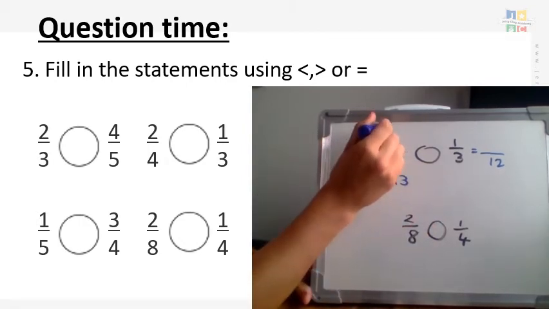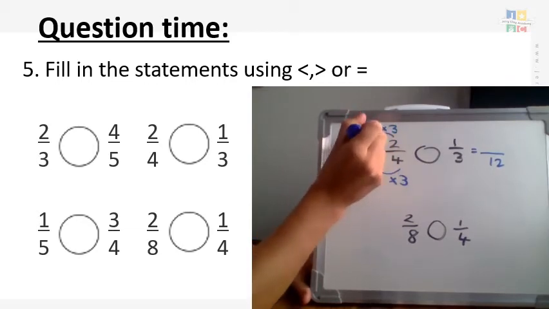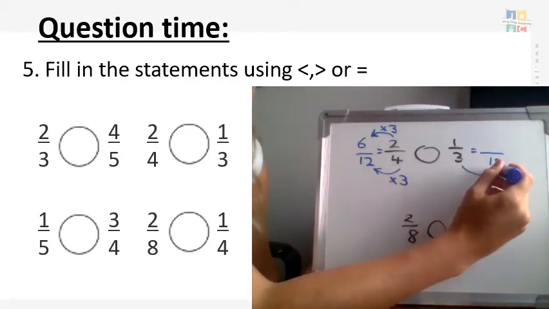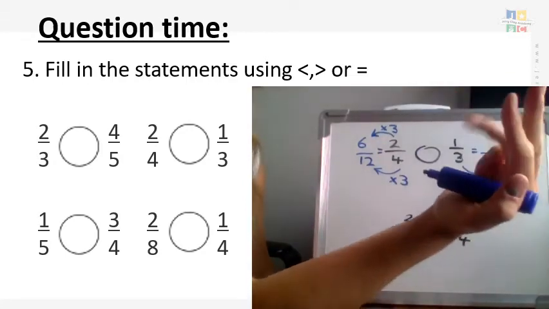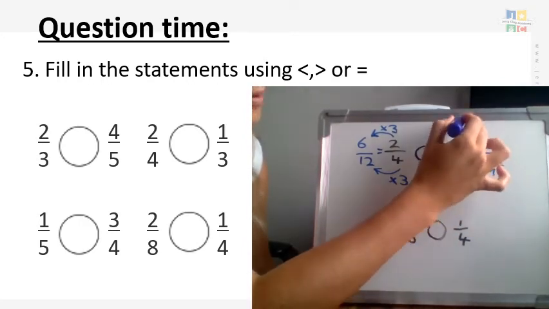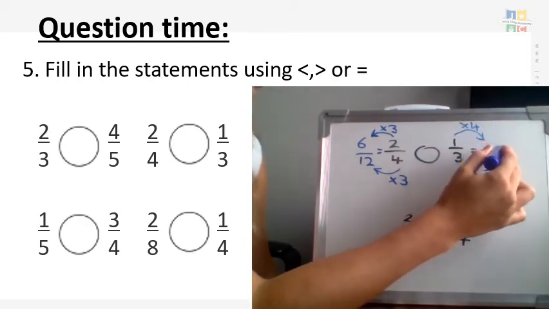So I must times the top number by 3 as well. 2 times 3 is 6, so I know 2/4 is equivalent to 6/12. Alternatively, if I'm going from 3 to 12, 3, 6, 9, 12, I'm timesing by 4, so I must times my top number by 4. 1 times 4 is 4.